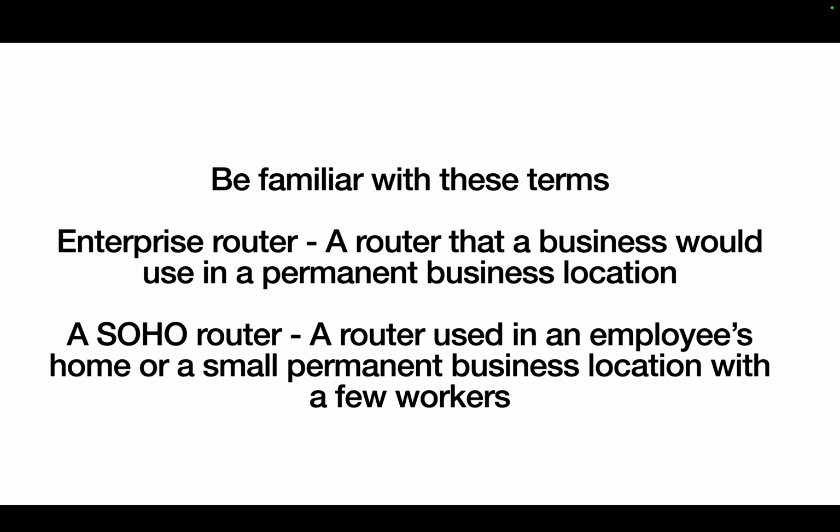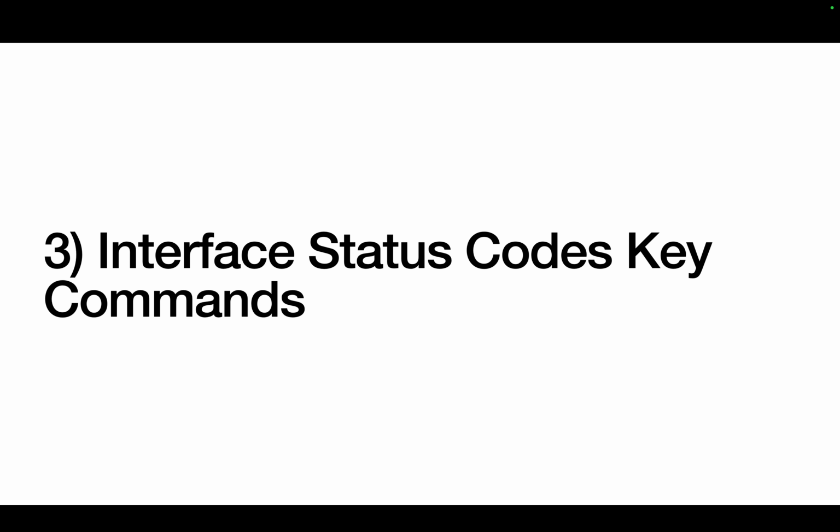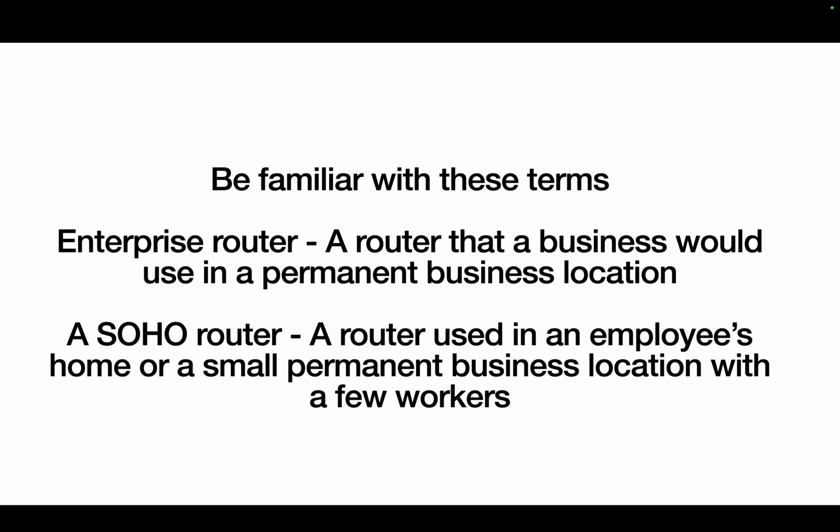So, let's make sure we're familiar with these terms. Enterprise router: this is a router that a business would use in a permanent location. Okay, so that's used by a business in a permanent office location. For example, you've got a solicitor's office, a solicitor's firm. They have a router, which is the default gateway to the internet. That is in a permanent location. That's always there. That's what we call an enterprise router, okay?